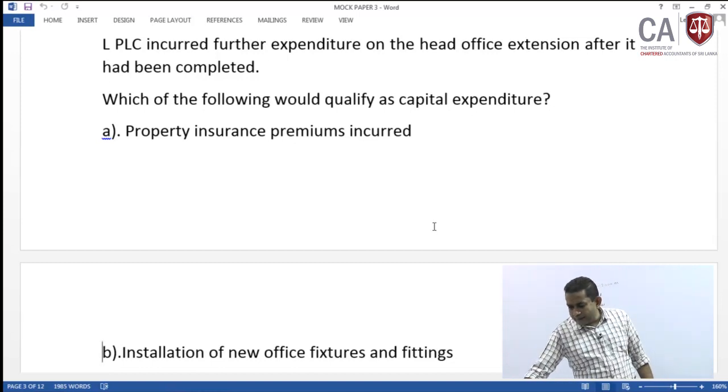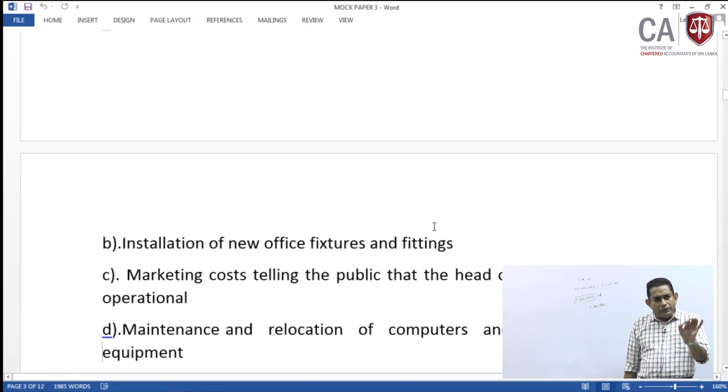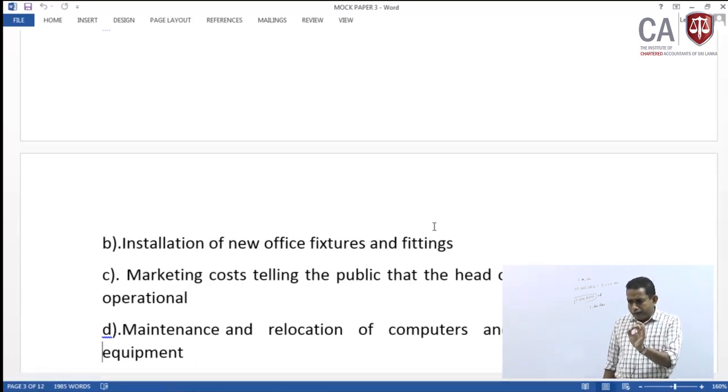B, installations of new office fixtures and fittings. We are installing, fitting some office furnitures, and you can wonder how it can generate economic benefits by fitting and fixing furnitures into the building. Apparently these furnitures and fittings will not contribute to an economic benefit, but what if you sell a building which does not have fitted furnitures? Your selling price can be lower.